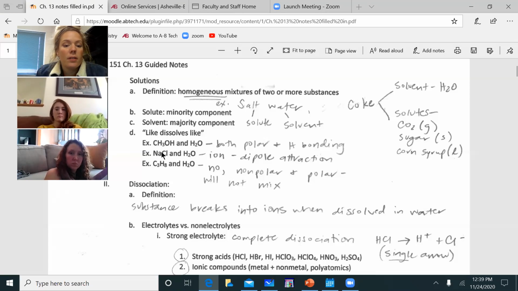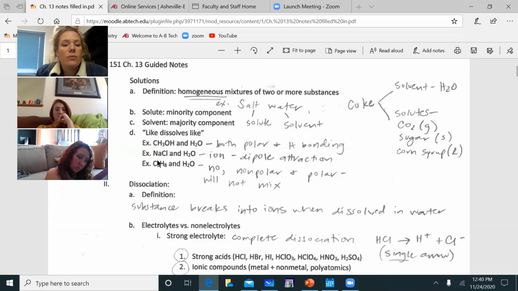H2O is a polar solvent, and NaCl is an ion. So we get this dipole attraction, where the positive hydrogen side will sort of pull on the negative chlorine, and the negative oxygen will tug on the positive sodium. That attraction between solvent and solute is greater than the attraction between the Na and the Cl, so we'll get it to dissolve.